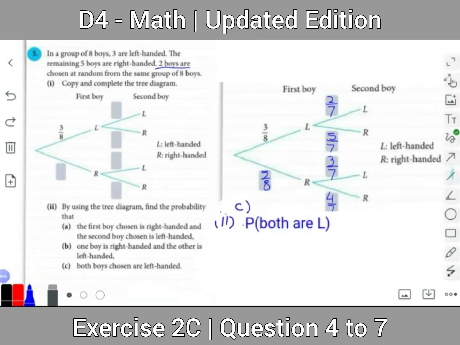Now in part 2, subpart C, we have to find the probability that both boys chosen are left-handed. So both are left-handed. We have the probabilities 3 over 8 and 2 over 7. Here we will apply the multiplication law of probability. So 3 over 8 multiplied by 2 over 7 will be equal to 3 2s are 6 over 8 7s are 56. For simplification, it will be equal to 3 over 28. So the probability that both are L is equal to 3 over 28.